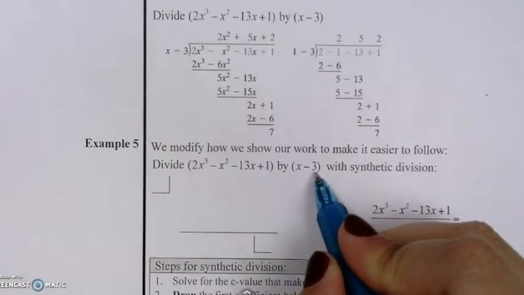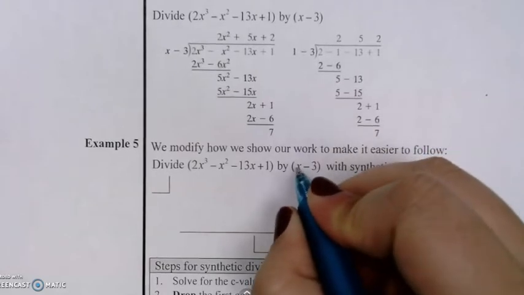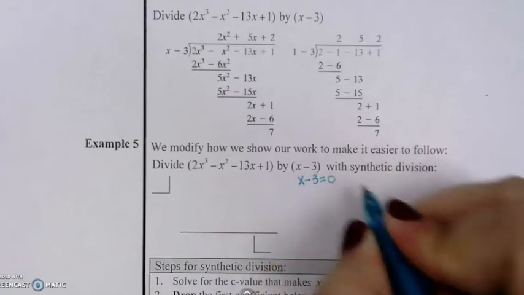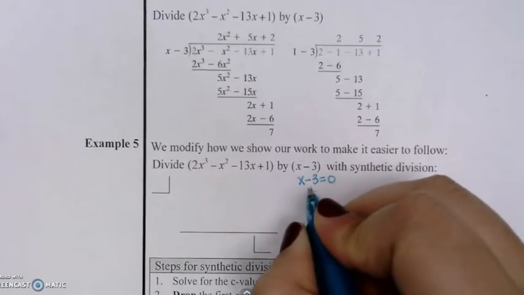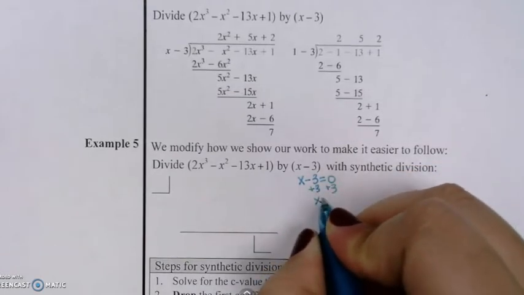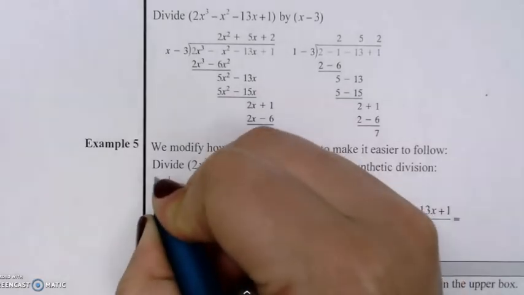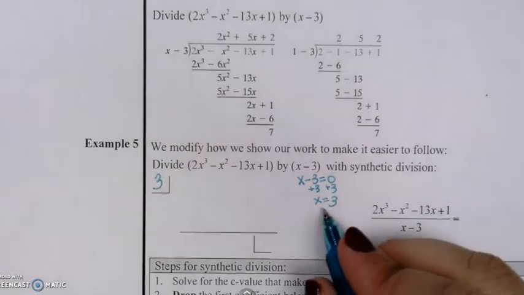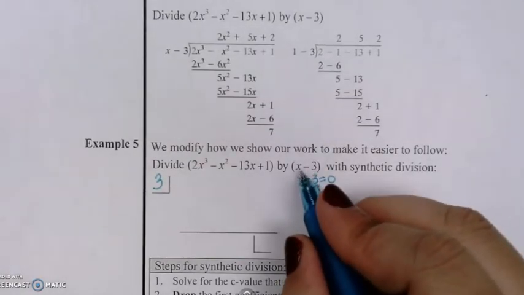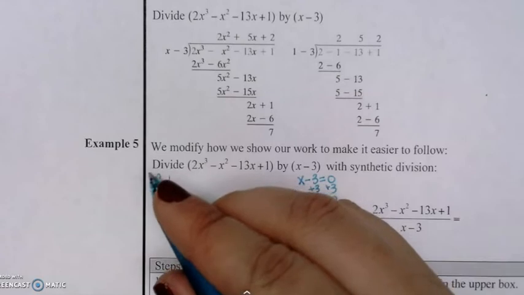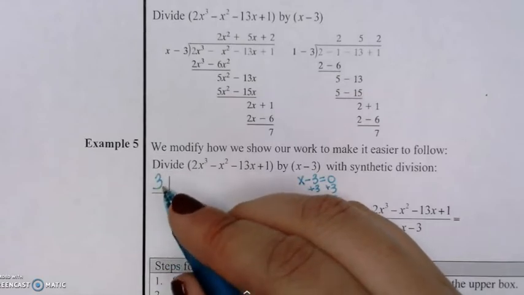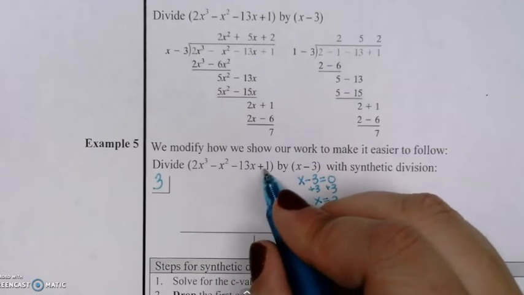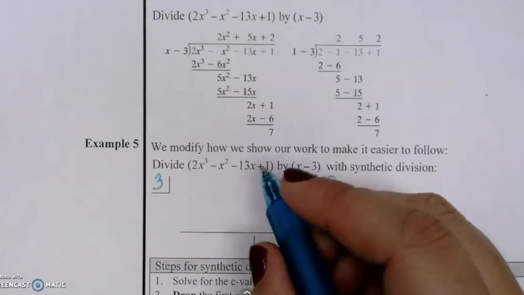Our first step is to ask, what would our x value have to be to make this 0? If x minus 3 was 0, what would x be? Plus 3, x would have to be 3. And that tells us the number that goes in this top corner here. Since 3 would give us a value of 0 here, we're dividing synthetically by a value of 3. And then we put our numerator in descending order with just the coefficients.